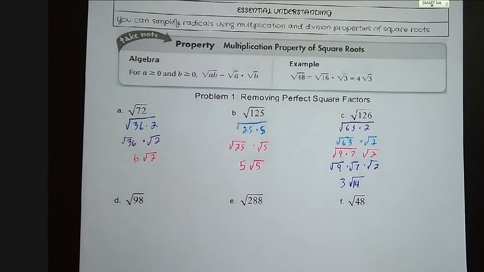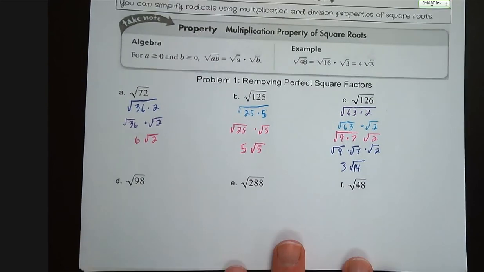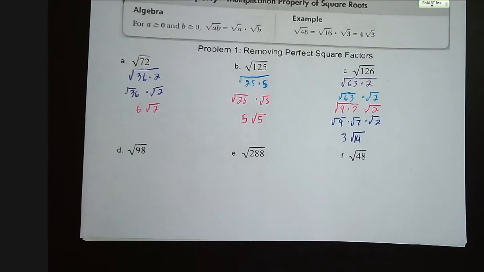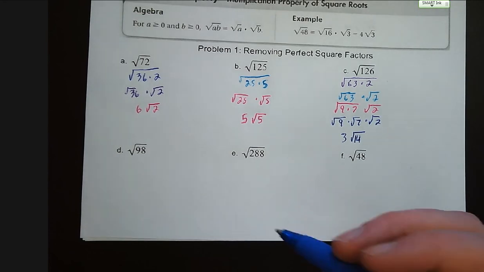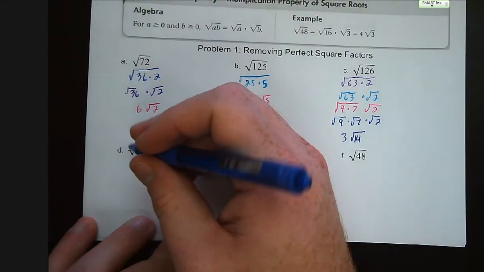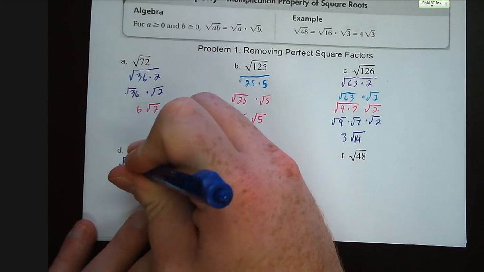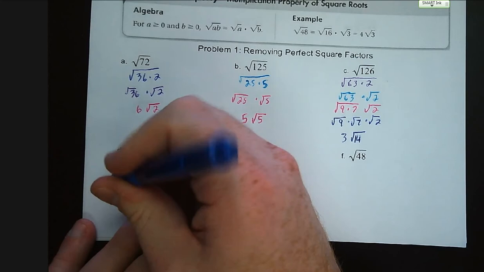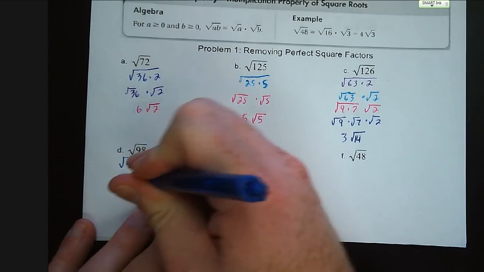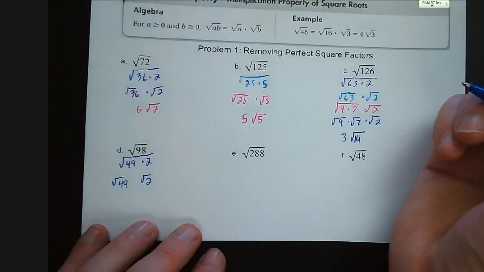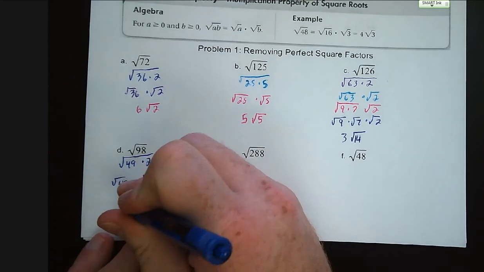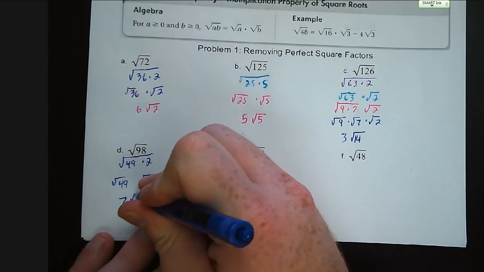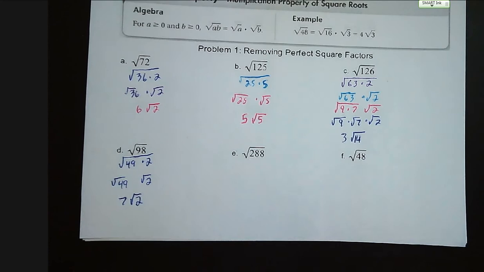Okay, I want you guys to try letters D, E, and F, and then I'm going to walk through them. So letter D, square root of 98. Again, that's an even number, so I can divide it by 2, and I get the square root of 49 times 2. So that's the square root of 49 and the square root of 2. Square root of 49 is 7, square root of 2. That would be your final answer.